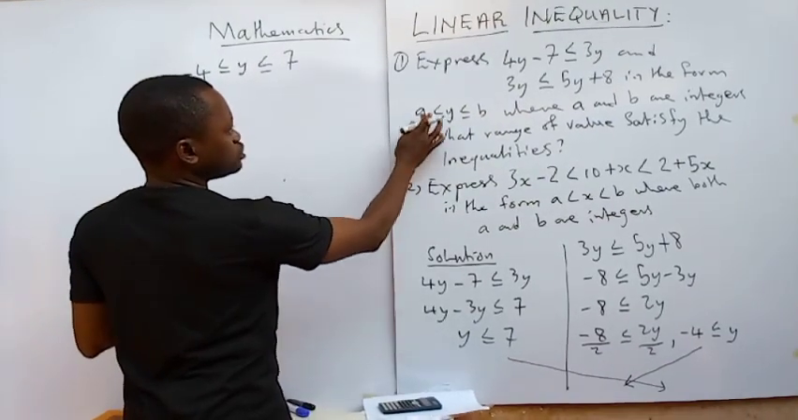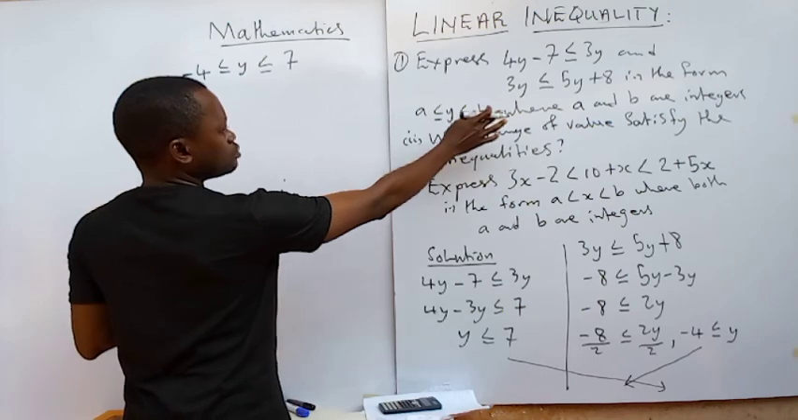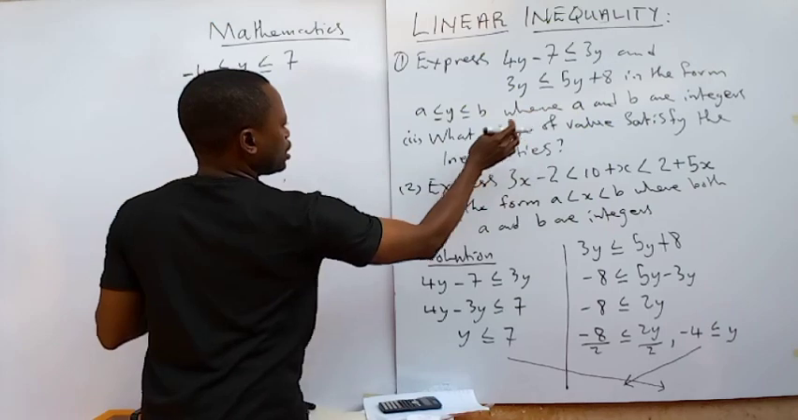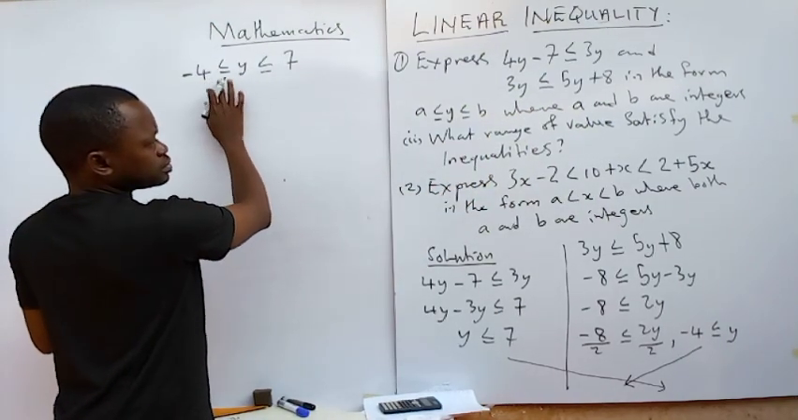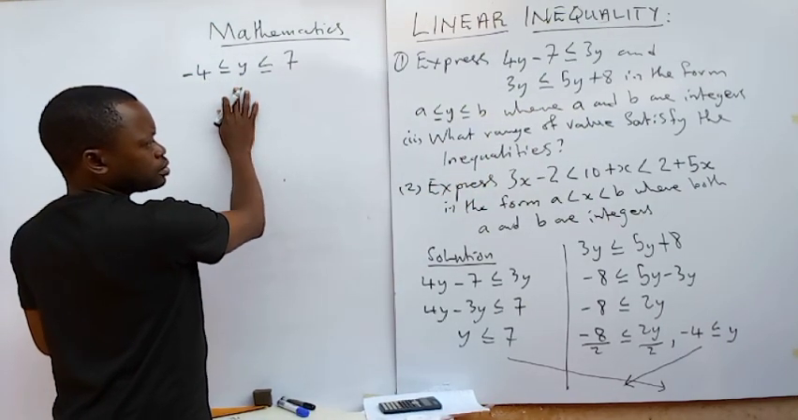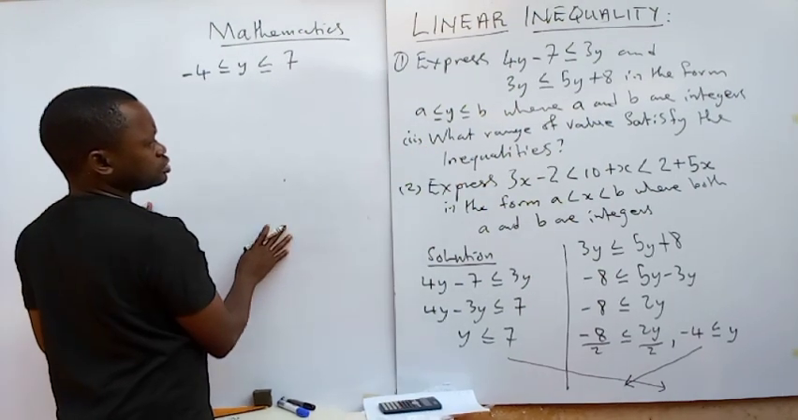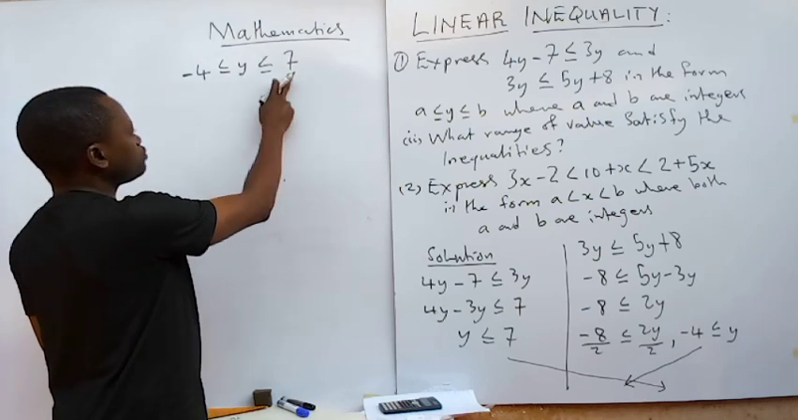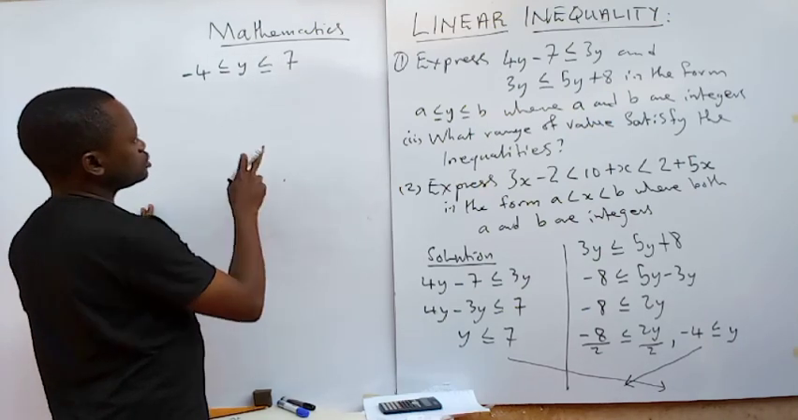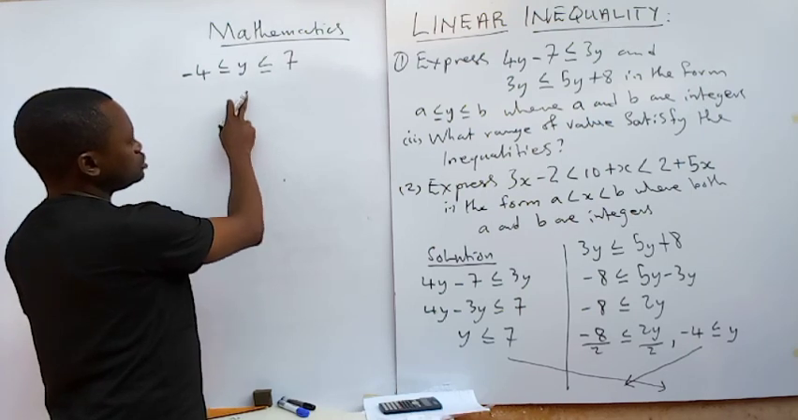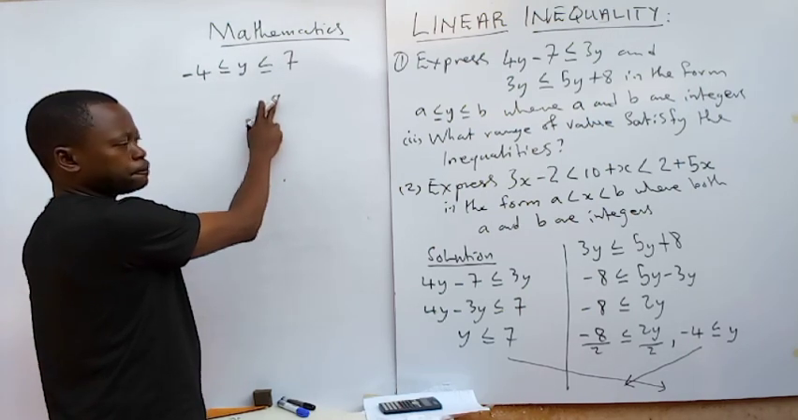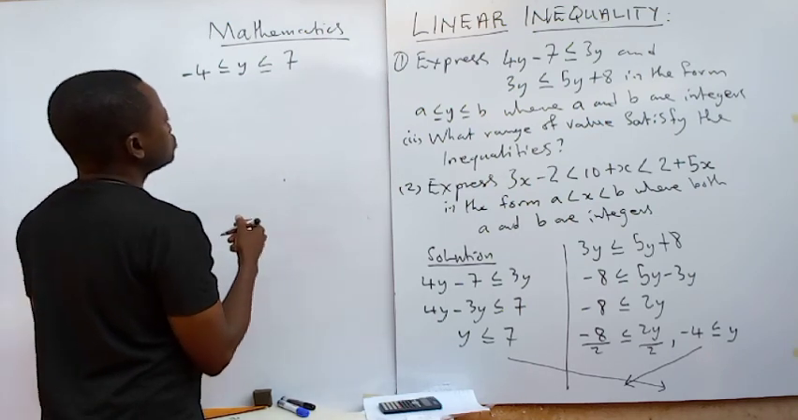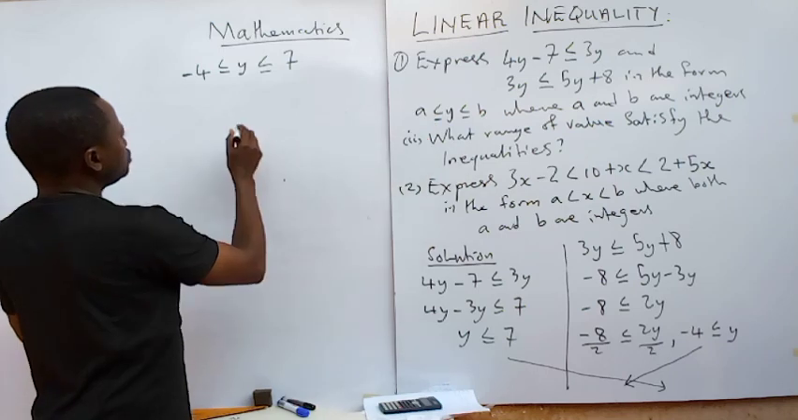And we have succeeded in representing it in the form which the first question asks: present this inequality in this form, where a and b are integers. You can see that representation here. And then, what range of values satisfy the inequality? The range is from -4 to 7. There's one more question that is not included here: putting this on the number line. So I will also do it in case. This is the range of values that satisfy this inequality.